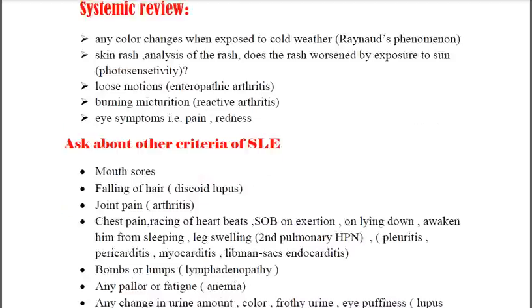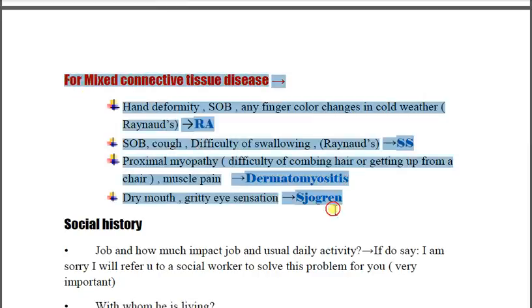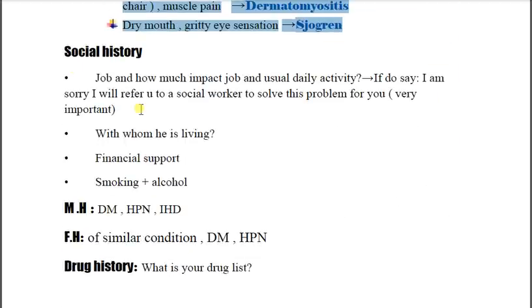Okay, so for mixed connective tissue disease, this question will be fixed also for all the cases of SLE, systemic sclerosis, rheumatoid arthritis, because all of these cases overlap. So with any case of rheumatoid, for example, you have to ask about mixed connective tissue disease symptoms, or with systemic sclerosis, or the cases of SLE, like in our case today, you have to ask about all the symptoms of mixed connective tissue disease as well. Social history, don't forget, which is very important to mention.